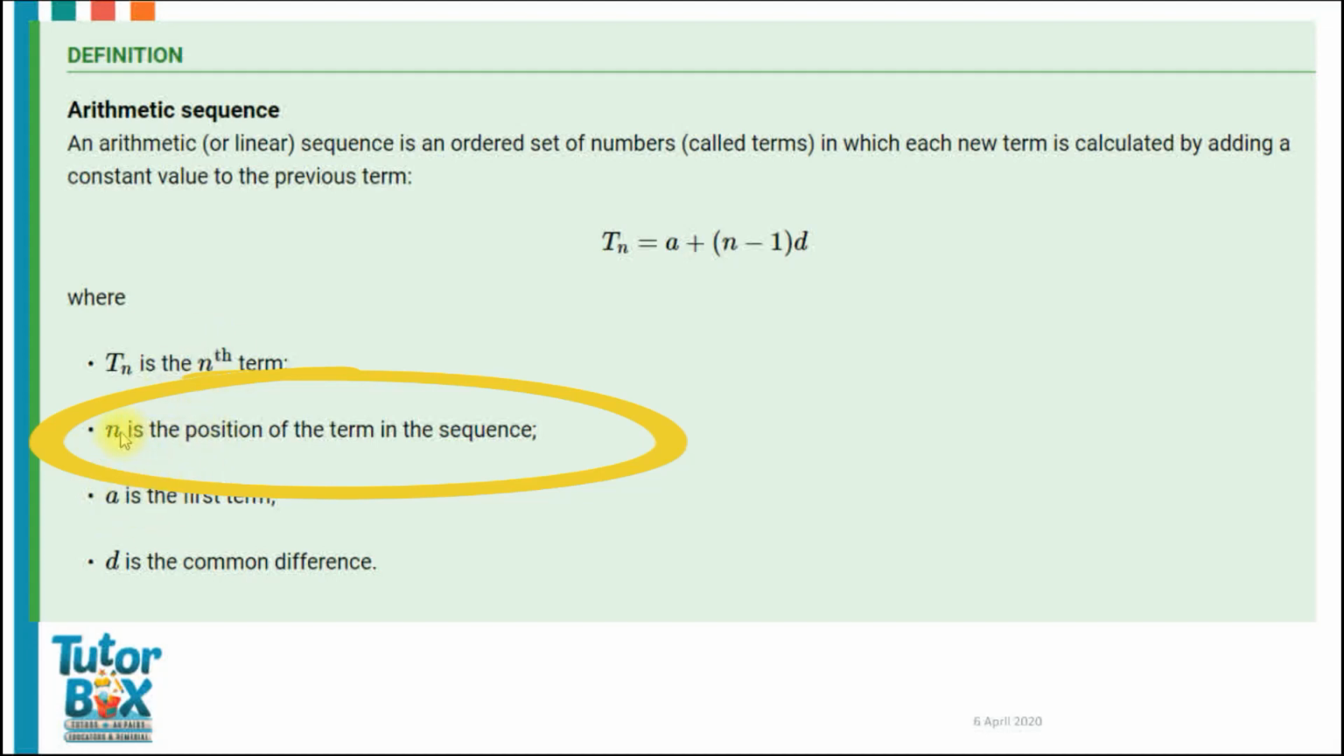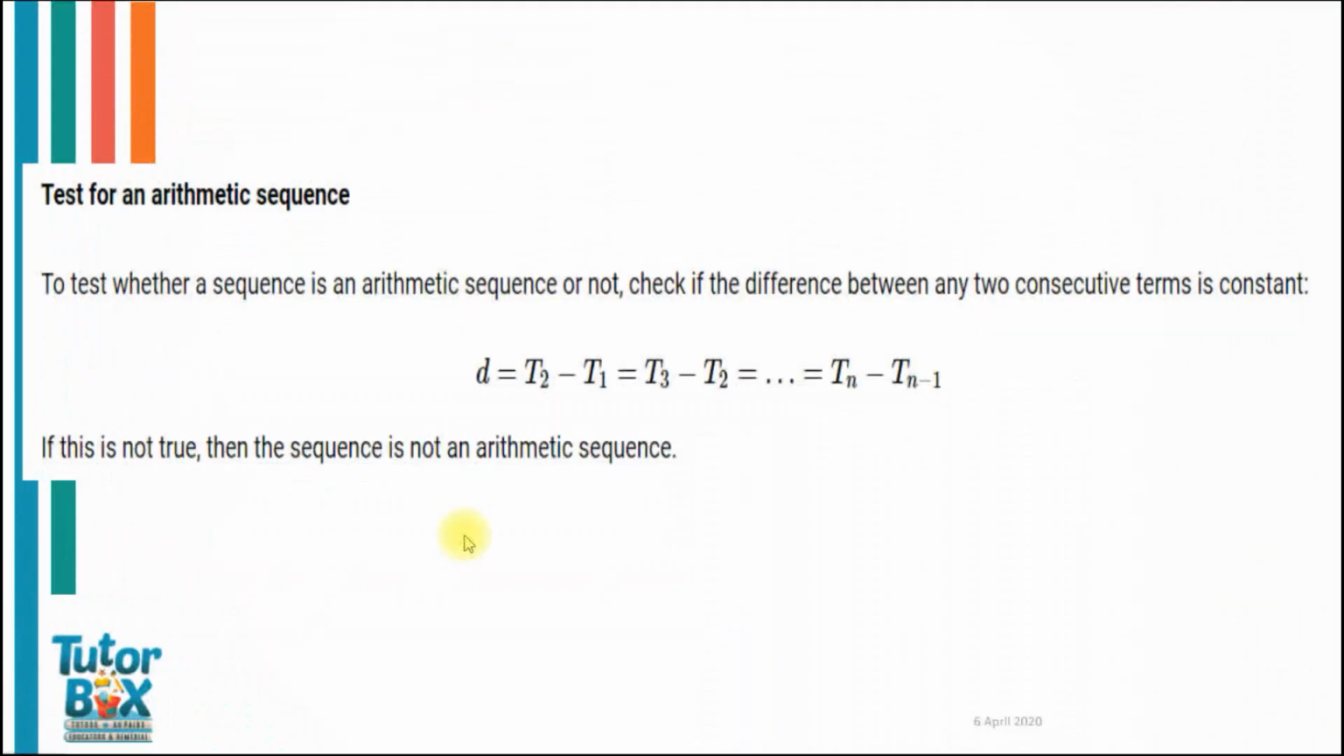So n is the position of the term in the sequence, right? So if they tell you that n maybe is 2, that means they want the second position, right? Or 3 or 4 or whatever, right? So n is the position of the term in the sequence. Okay, this n here, that little n there, is the position of the term. And then a is the first term and d is the common difference. Okay, so to test whether a sequence is an arithmetic sequence or not, check if the difference between any two consecutive terms is constant.